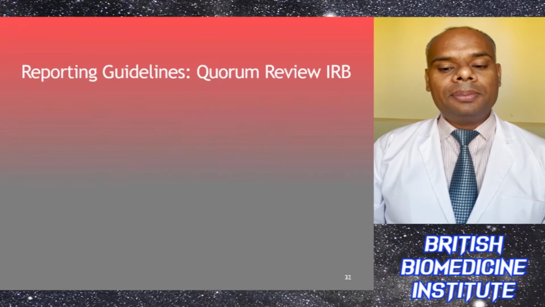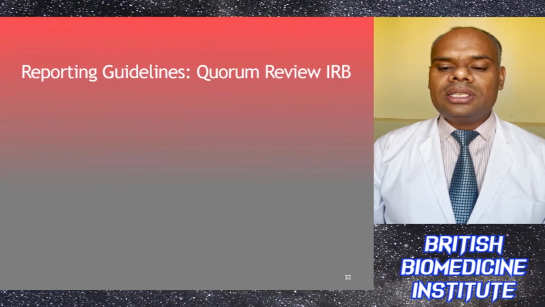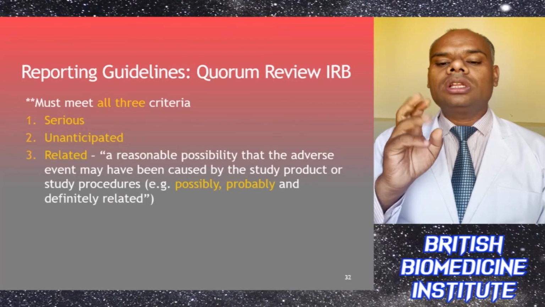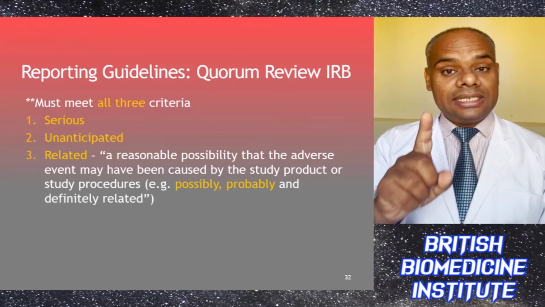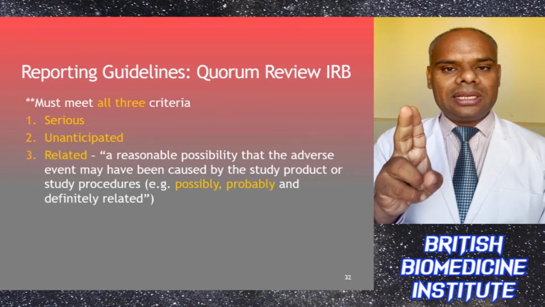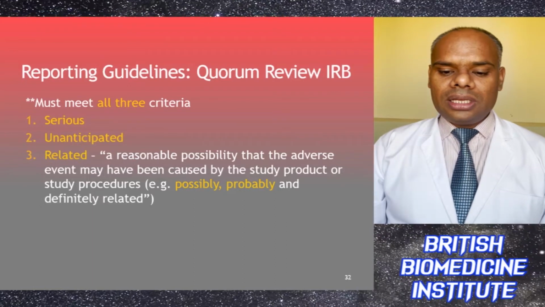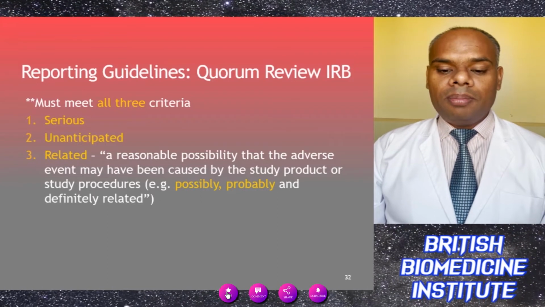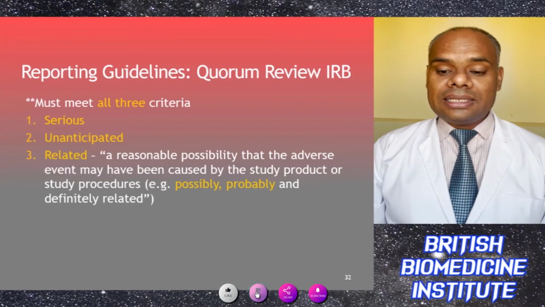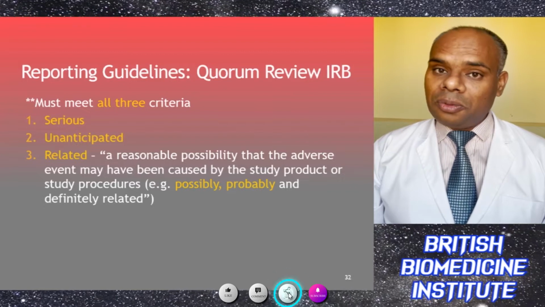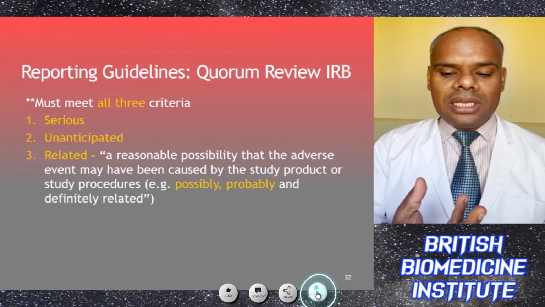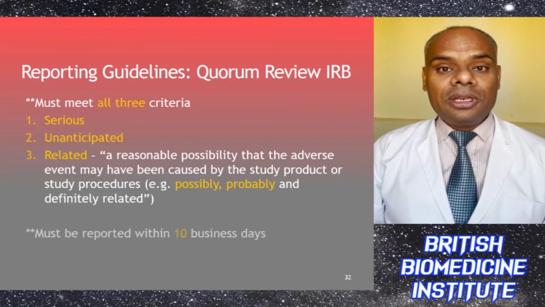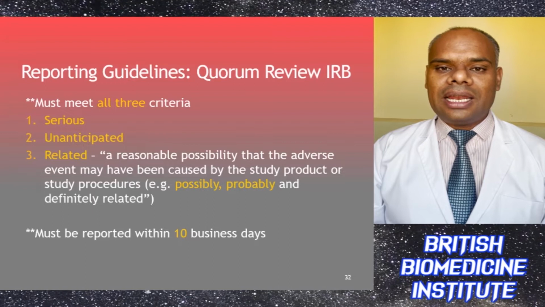So now comes the reporting guideline, or we can say quorum review by the ethics committee. It must meet all 3 criteria. First, serious. Second, unanticipated. And third, related. Related means there is a reasonable possibility that the adverse event may have been caused by the study product or by the study procedure, or we can say possibly, probably, or definitely related. It must be reported to the ethics committee within 10 days.